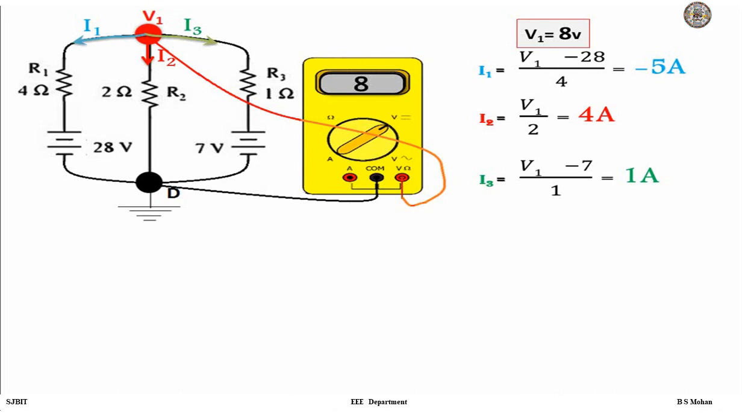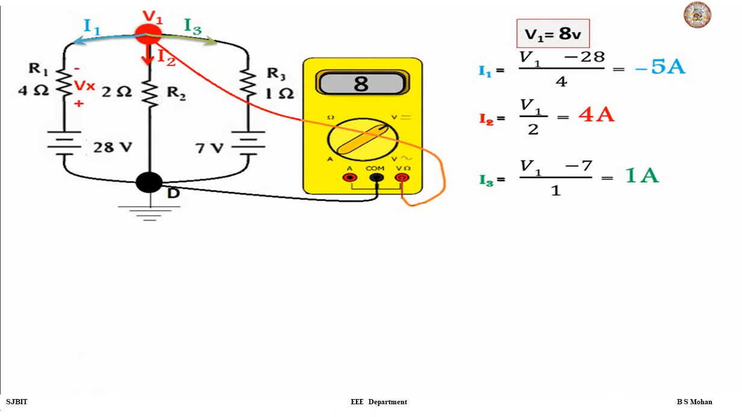Now what does this minus 5 indicate? What does this plus 4 indicate? What does this plus 1 indicate? So minus 5 indicates that the current direction that we have assumed is not correct. It's actually flowing in the reverse direction practically when we build the circuit. And what does 4 ampere indicate? Plus 4. That means current is flowing in the same direction practically also. And what does 1 amp indicate? The current is flowing in the same direction practically also, right?